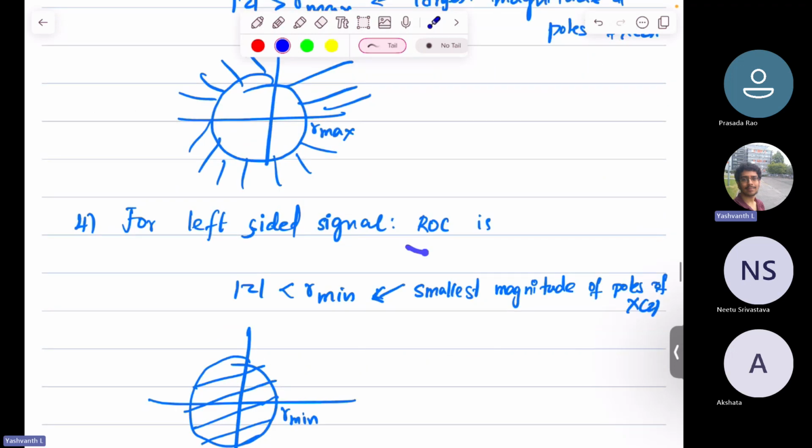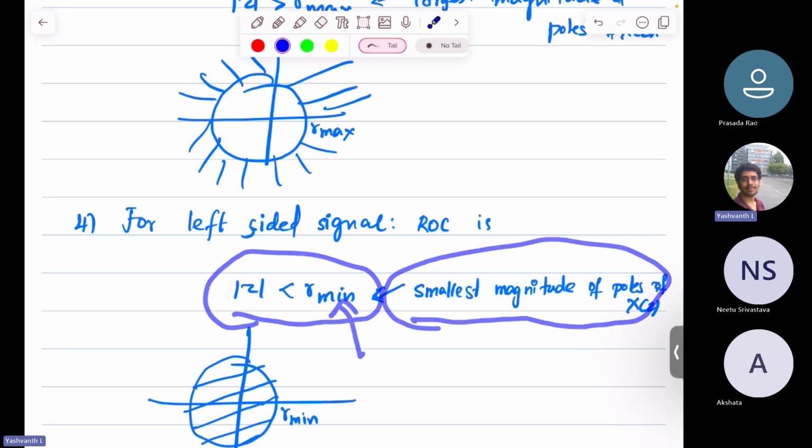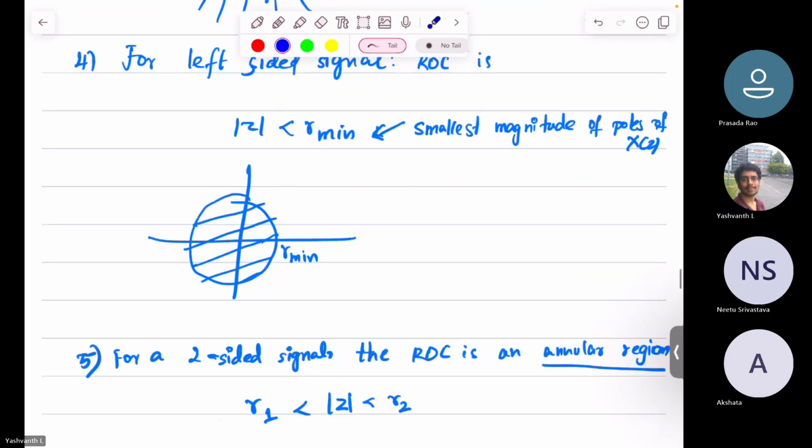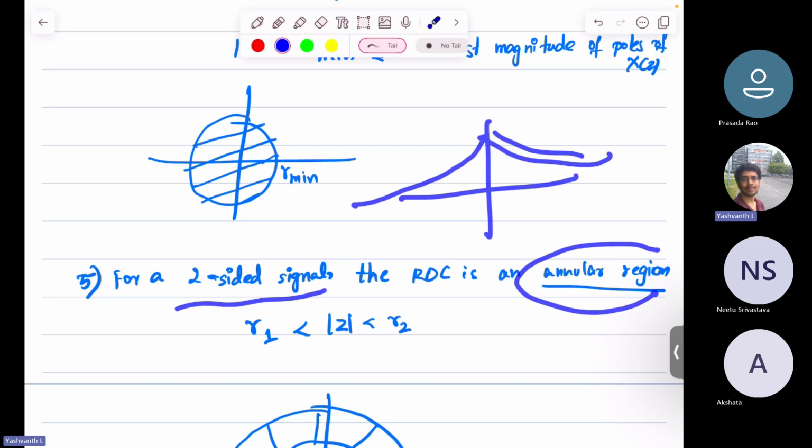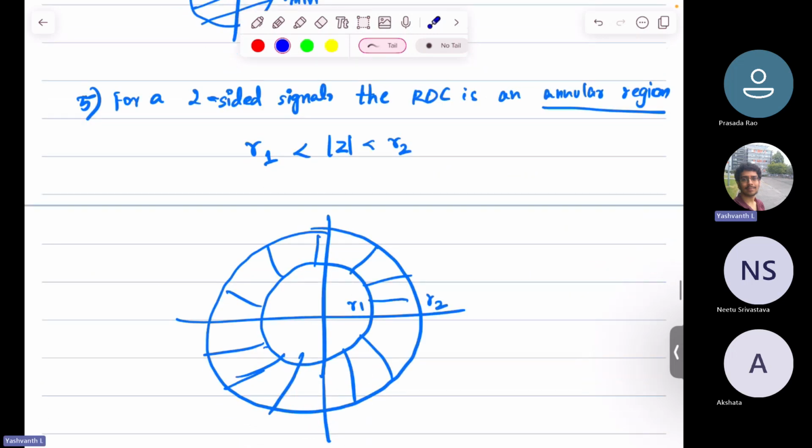For a left-sided signal, the ROC is inside the circle with radius given by the smallest magnitude of poles of X of Z. For a two-sided signal, the ROC is an annular region given by mod Z between R1 and R2, where R1 and R2 are the magnitudes of poles of X of Z. So it's in between the two circles, and that is called the annular region.